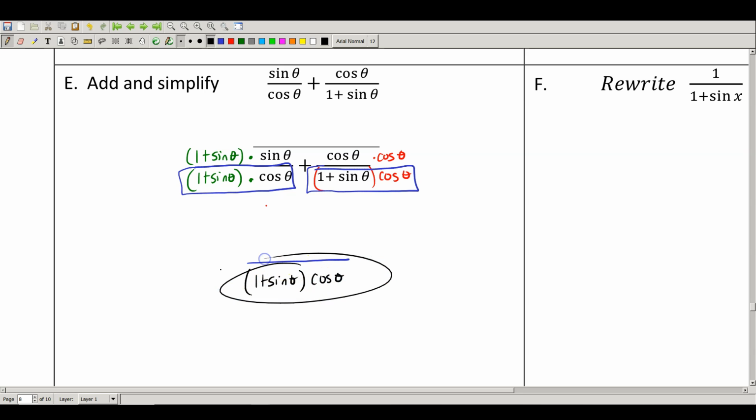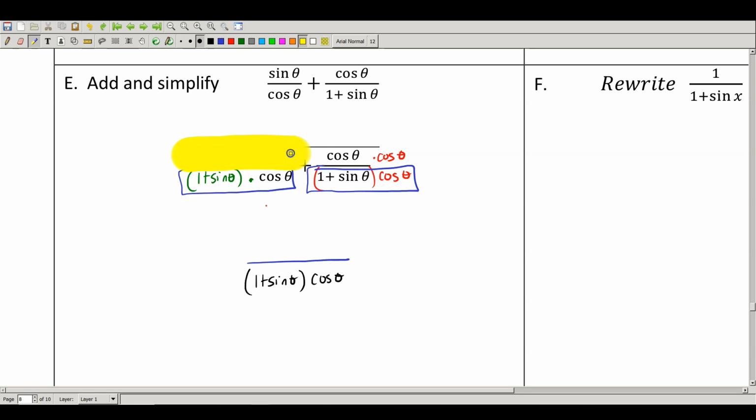Notice I'm leaving this in factored form. I'm not going to multiply it out just quite yet. If I don't need to, I'm going to leave it like that. The numerator, I'm going to multiply out. So I'm going to take this numerator and combine that whole yellow part. I'm going to add those things together.